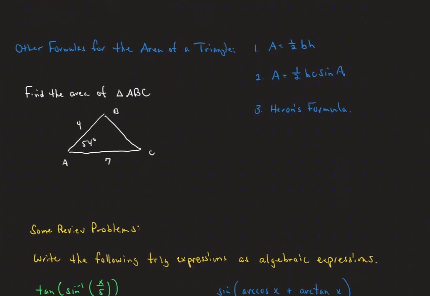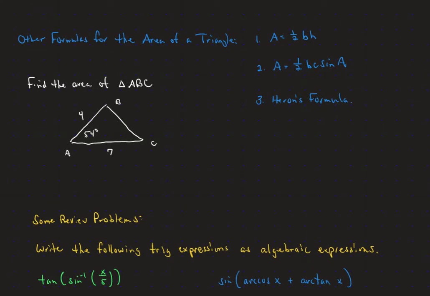Now we have some other formulas for a triangle as well. We're probably pretty familiar with the first one, that the area is 1/2 base times height. Another one that you may not be aware of is 1/2 times b times c, where b and c are the side lengths, times the sine of angle A. And then we talked about Heron's formula.